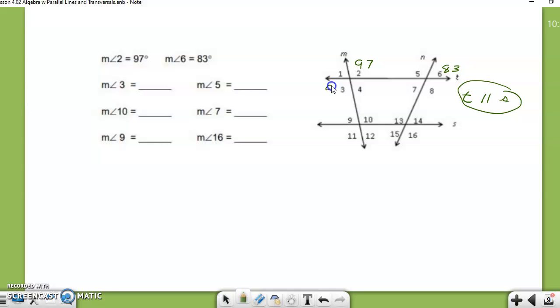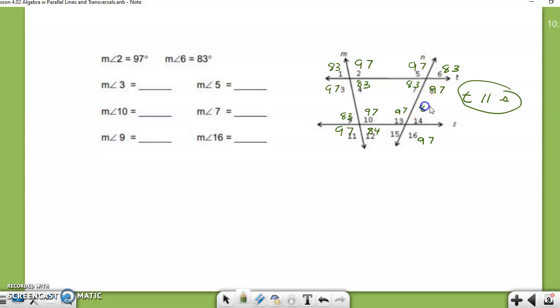Well, I can go verticals and alternate interiors and verticals. And then I look at my linear pairs and I think, okay, 180 minus 97, oh, that's 83. And verticals, alternate interiors, and verticals. Linear pair here, that makes that 97. So now I can do my verticals, alternate interior, and my verticals.